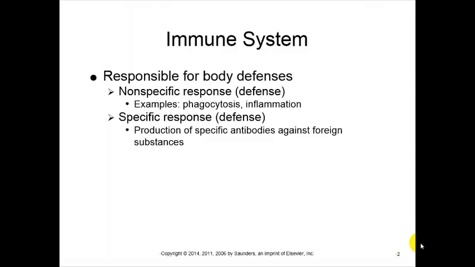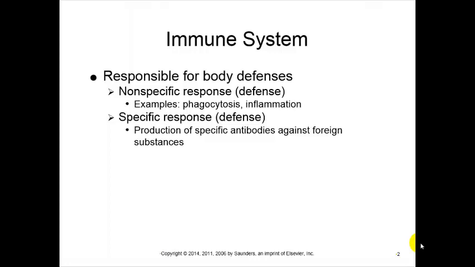The immune system is responsible for our body's defenses, and it's going to protect us both from cells that are worn out and could cause damage, and from foreign invaders that we kind of saw in the infection chapter. So we have two different kinds of response. We have a non-specific response, and then we have a very specific response.